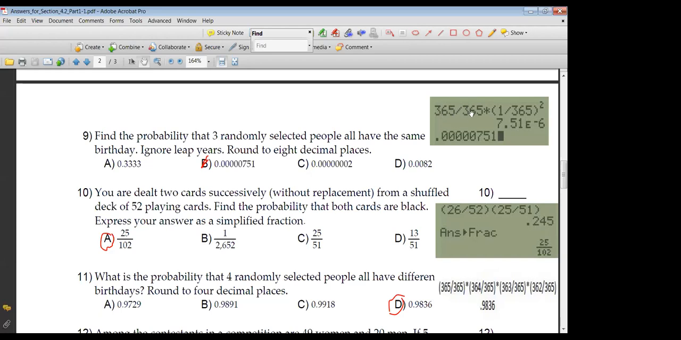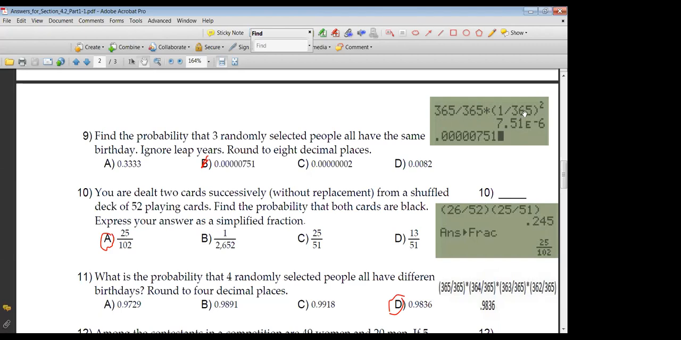365 out of 365. It's 365 days that person could be born, or any one of those days. Let's assume that the date this person was born was July 1st. The second person has to have that same exact birthday, July 1st. Well, there's only one July 1st out of 365. The third person has to have that exact same birthday, July 1st. Well, there's only one out of 365, favorable over total.